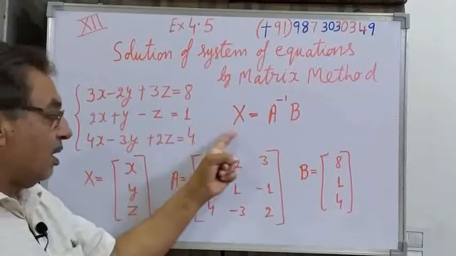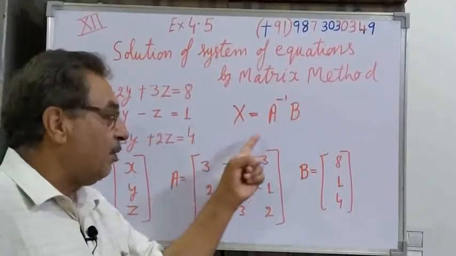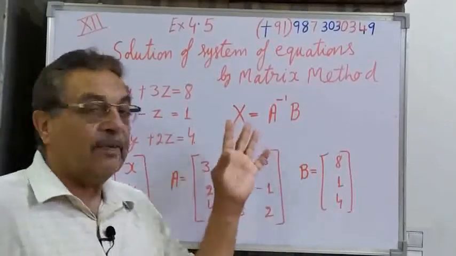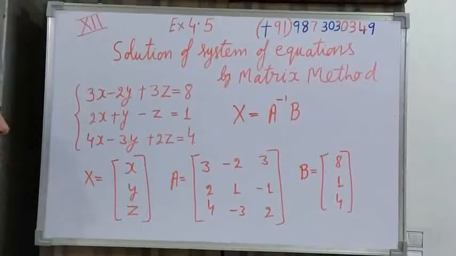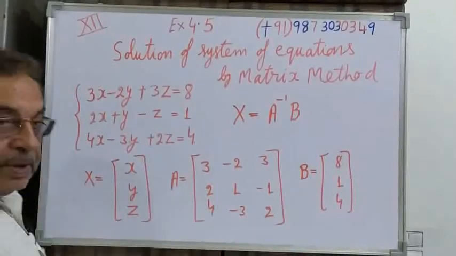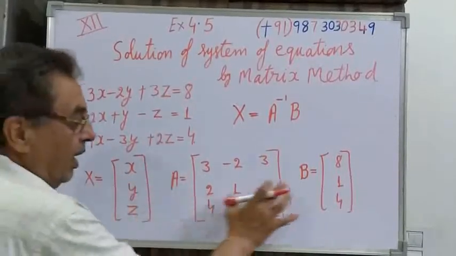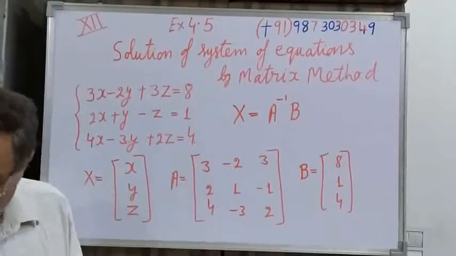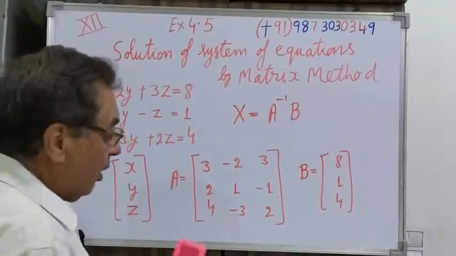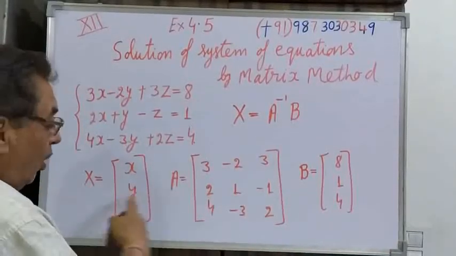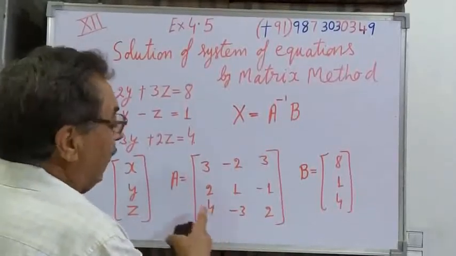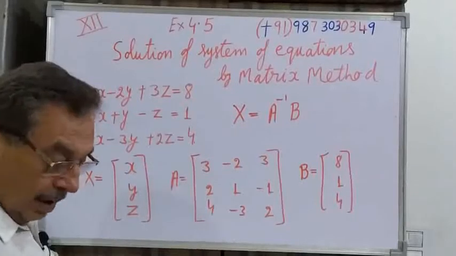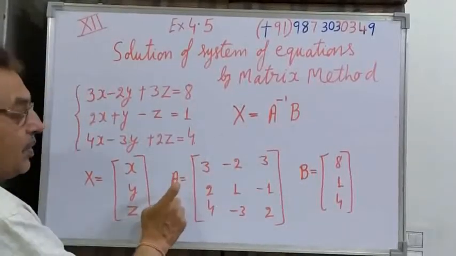This is X, this is A and this is A inverse. We will find it out and multiply by B. We get the values of x, y, z. So now we will proceed to see how to find the values of x, y, z from these 3 equations. After writing the 3 equations, you just form X, A and B as I have done. I am showing you on the board. Now go for A inverse, because X and B are to be used as such. We only have to find the A inverse from the matrix A.